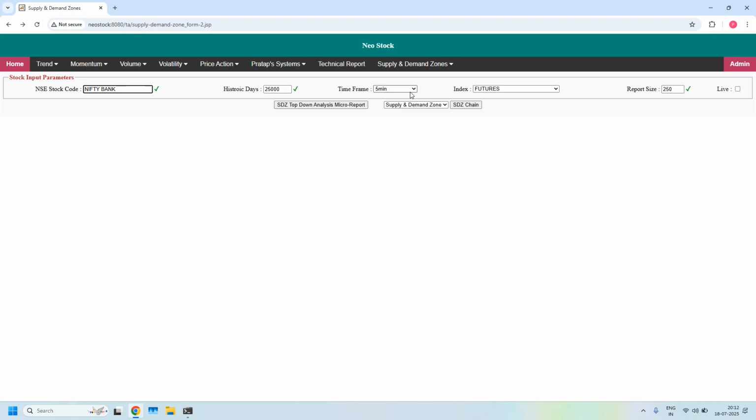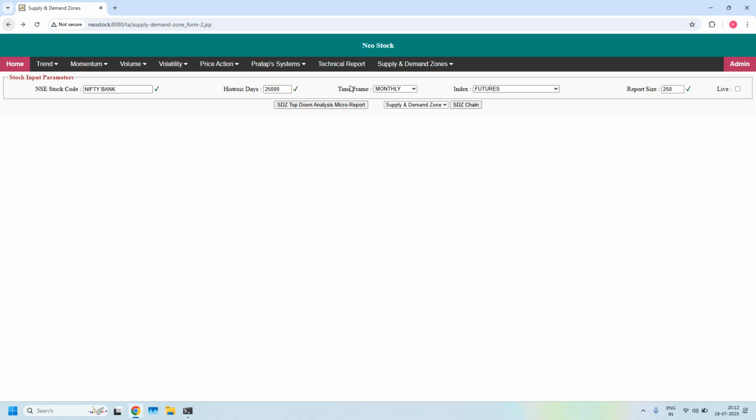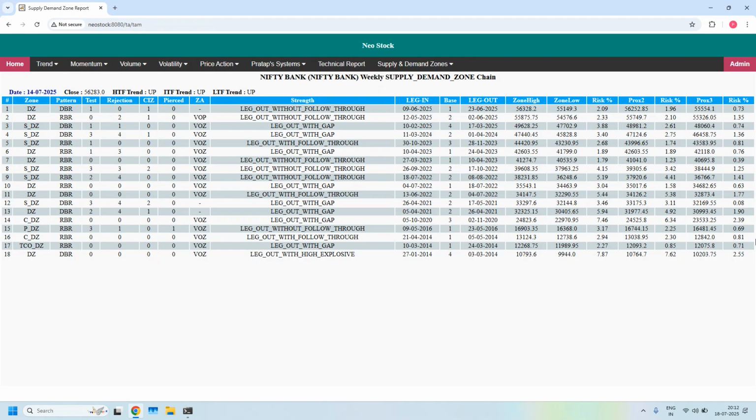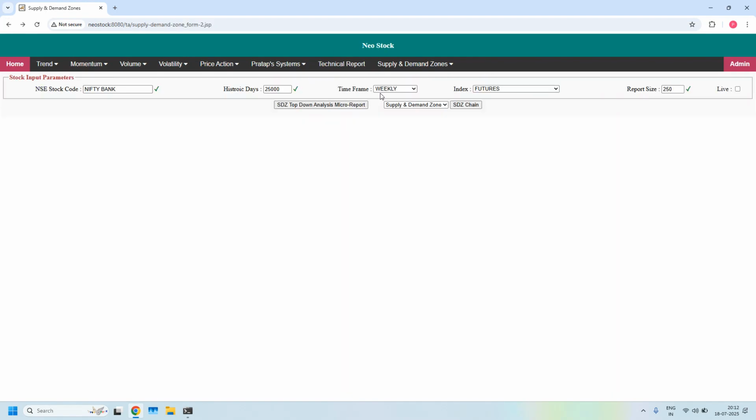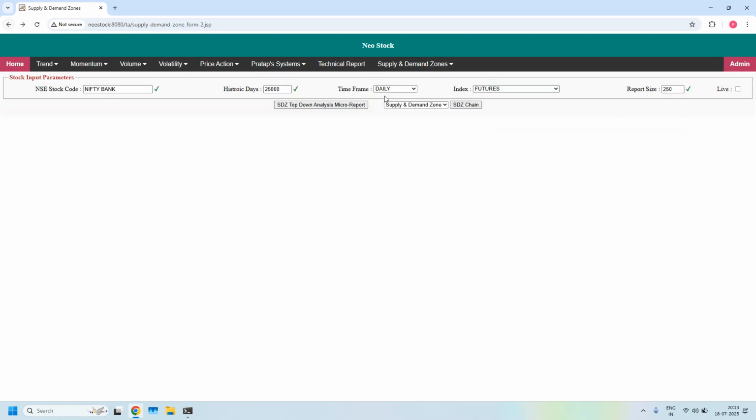Nifty Bank is nothing but Bank Nifty. Generating monthly supply demand zone chain for Bank Nifty. Next, generating weekly, daily, and 125 minutes supply demand zone chains for Bank Nifty.